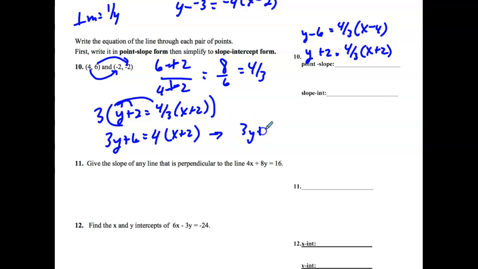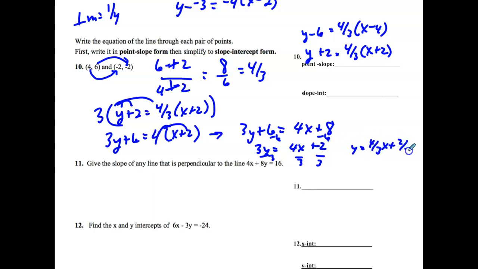Distribute. 4x plus 8, right? 4 times x, 4 times 2. Bring over the 6, so minus 6, you'd get 2, right? Minus 6, minus 6. And then divide by 3. Got to divide everything by 3. So you get y equals 4/3 x plus 2/3. That'd be my slope intercept form.